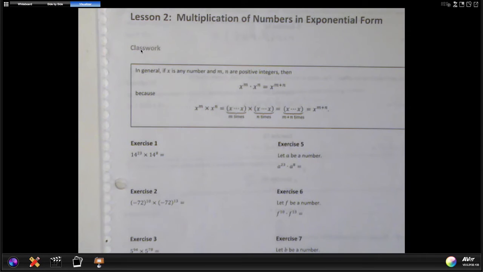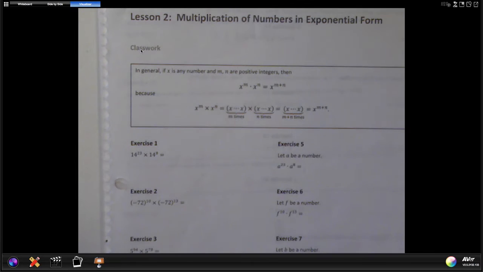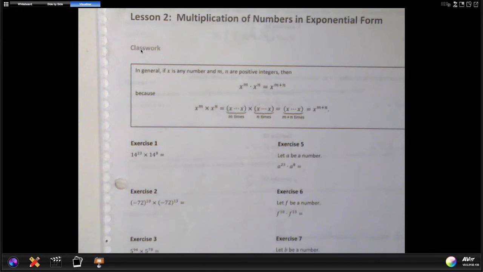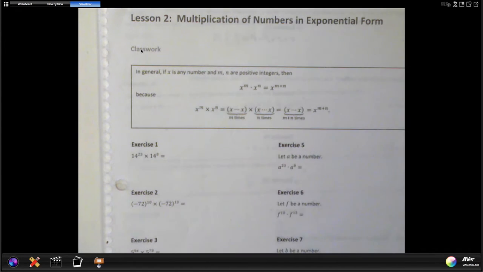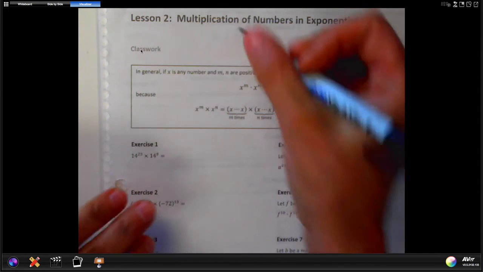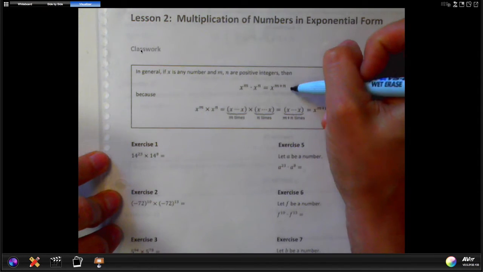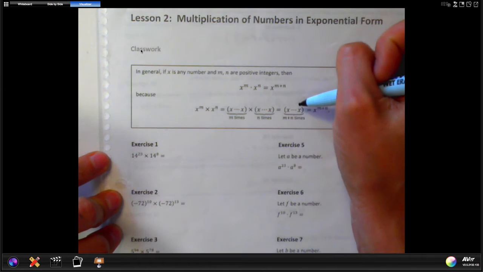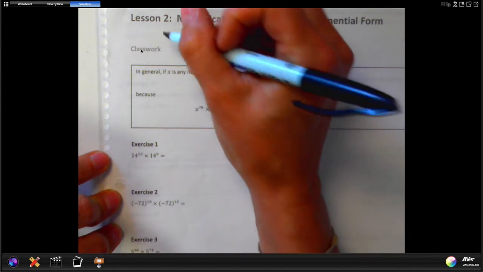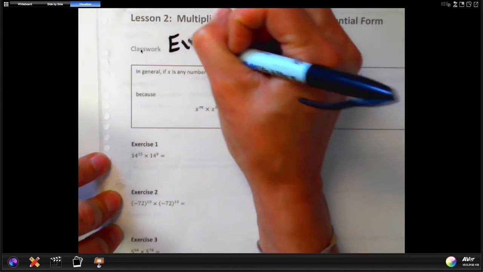Module 1, Lesson 2, Multiplying Numbers in Exponential Form. So today we are going to go through the lesson, and we will only be doing certain ones for the time that we have allotted. But the first thing we want to start off with is just an example in numbers here. They give you a general idea down here, but sometimes it helps to see it in numbers. So we're going to start with an example.